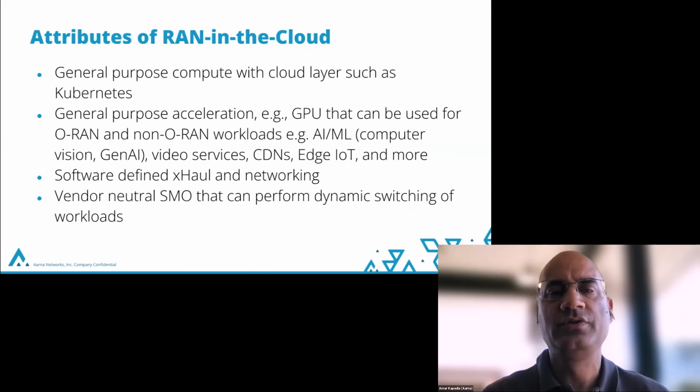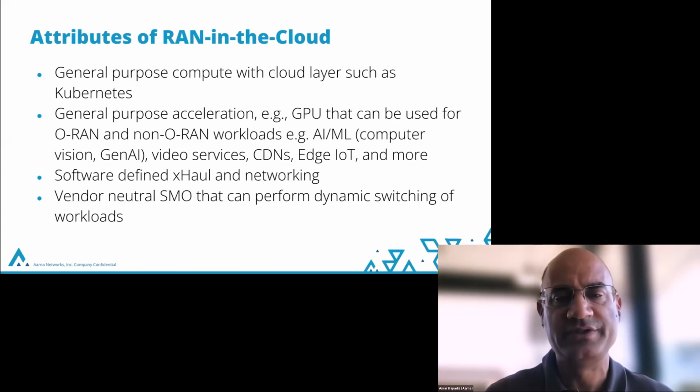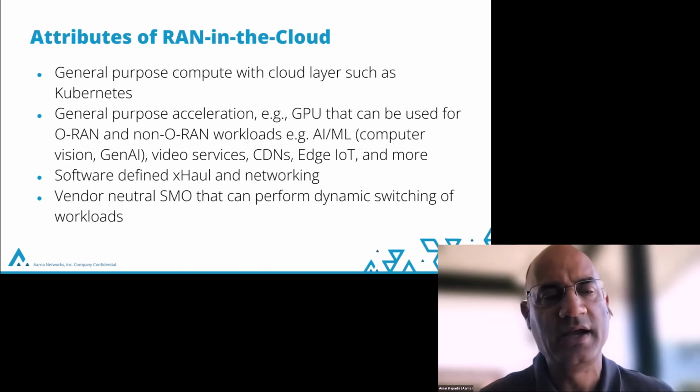And what are the attributes of a RAN in the cloud? So first of all, we have general purpose compute, so industry standard compute with a cloud layer such as Kubernetes. Then we use general purpose acceleration. In this case, we are saying a GPU that can be used for ORAN and non-ORAN workloads. Non-ORAN workloads would be things like AI/ML, and that's kind of the top one, computer vision, Gen AI. But it could also be non-AI/ML. It could be video services, it could be CDNs, it could be edge IoT, and more.